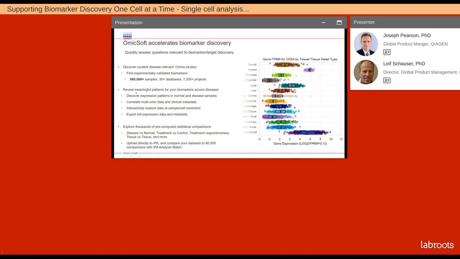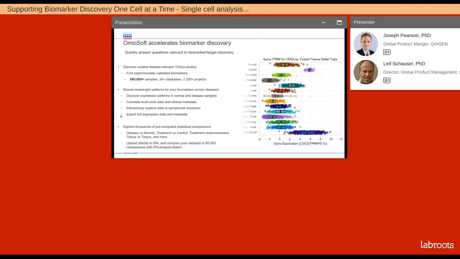OmicSoft does this by curating huge collections of disease-relevant omics data, currently at 580,000 samples, over 30 databases, and over 7,000 projects, providing access to these data through software and direct data access, such as APIs and text dumps. And this means that scientists don't have to spend valuable time searching for, processing, and curating data sets, only to find that the data set wasn't as relevant as you thought. You can get right to the data exploration.